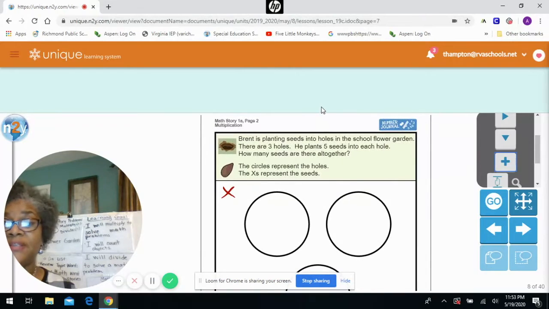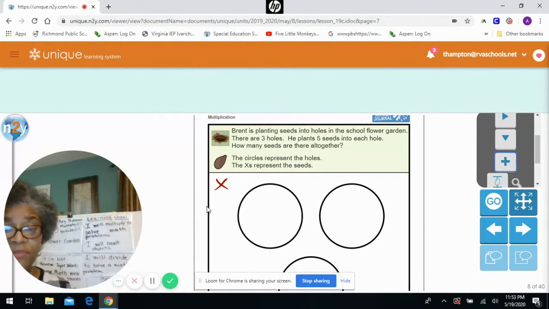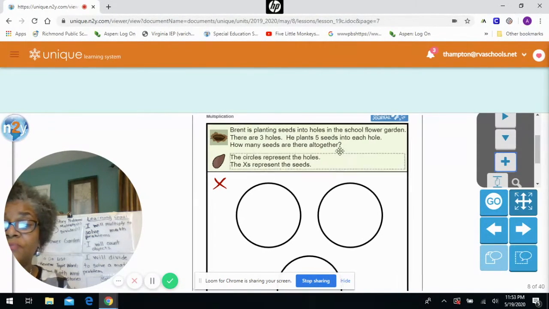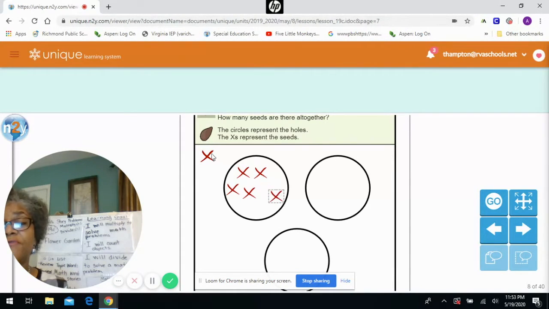Here we go. So Brent is planting seeds into the holes. There are 3 holes and 5 seeds. Now, if you don't remember it, work it out. We have the 3 holes. How many seeds? The circles represent the holes, and the X's represent the seeds. And we have what? 1, 2, 3, 4, 5.